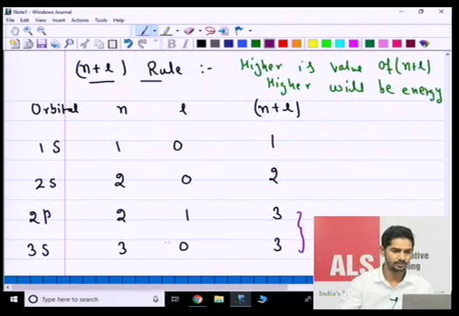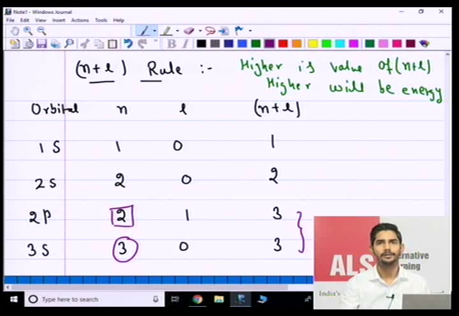Now you can look at this. Here the value of n is 3 and here it is 2. We can see that the value of n is higher in case of 3s. That's why 3s has the higher energy as I compared 3s with the 2p. Okay, so this is how you can compare the energies of the different atomic orbitals.